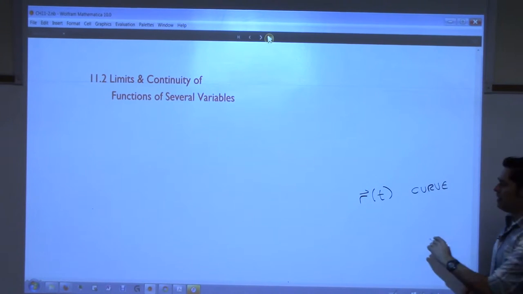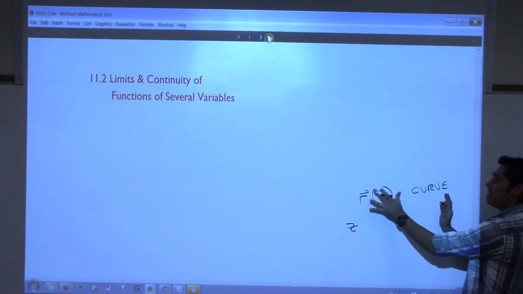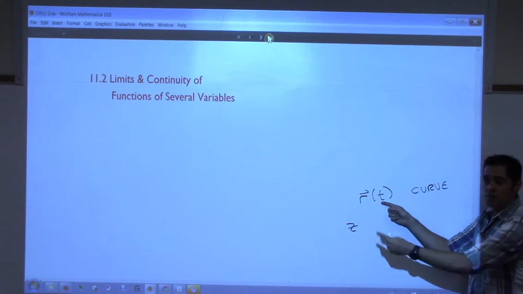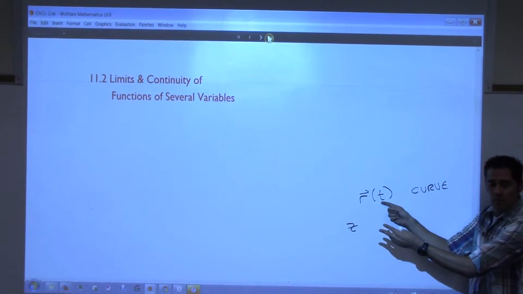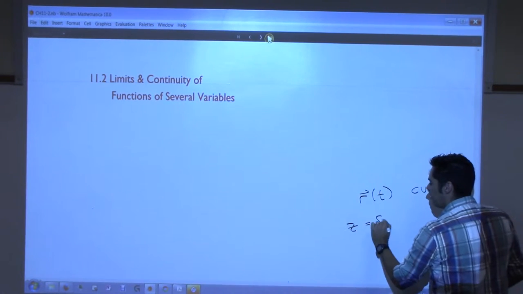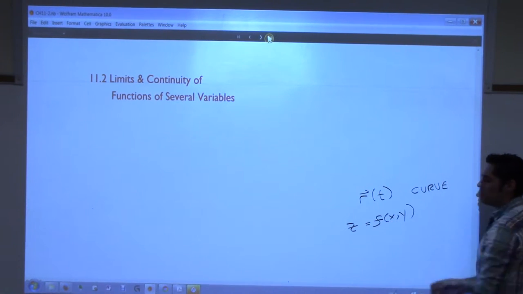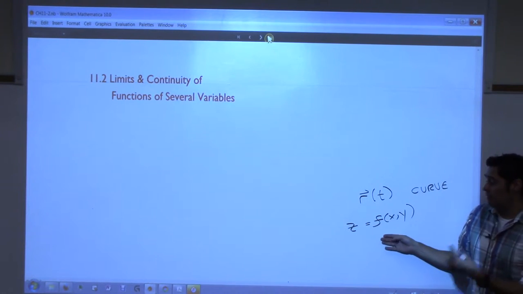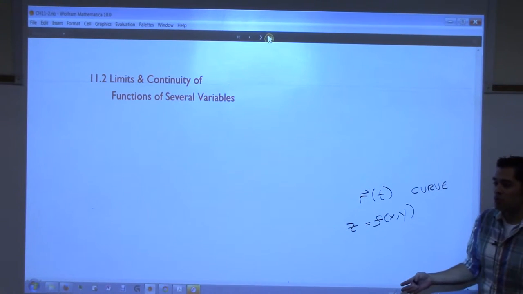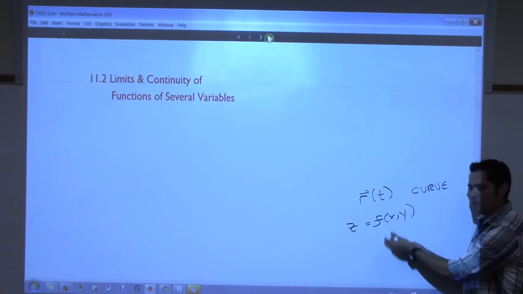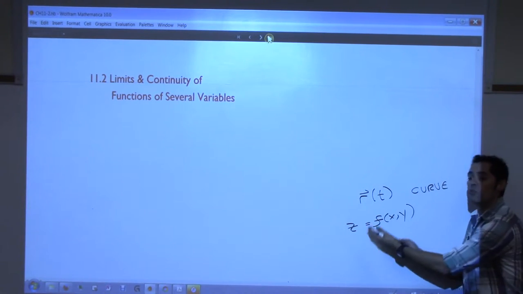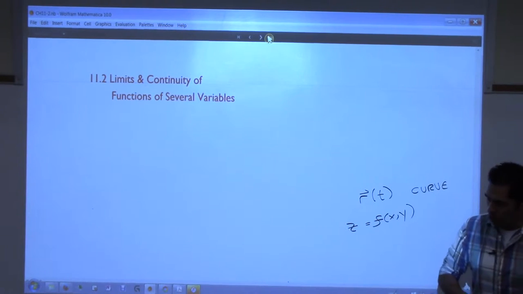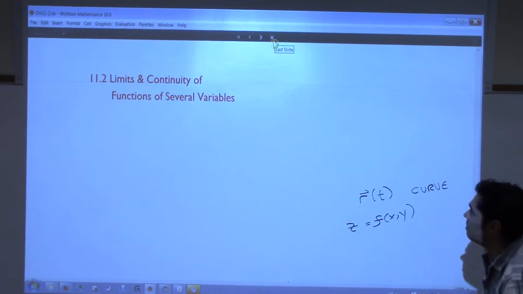When we did this, didn't we talk about limits, derivatives, and integrals? Now what we're doing is we're looking at z as some function of two variables. We're saying that's a surface. What might come naturally now is, okay, let's talk about limits and continuity and derivatives and integrals of these, right? And what do they mean? That's where we're going. So the first thing is the limit.